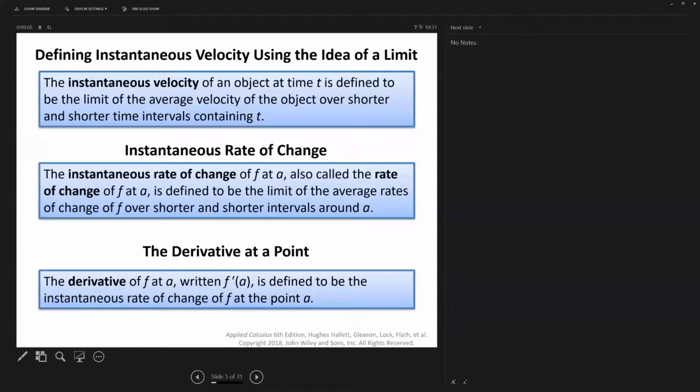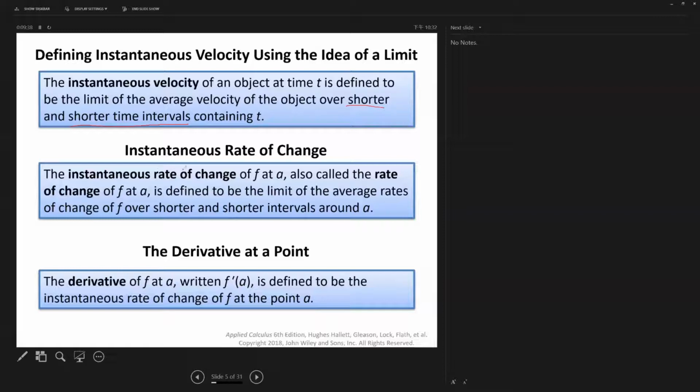All right, so here we have some definitions. Let's go over this a little bit. They're just definitions. The instantaneous velocity of an object at time t is defined to be the limit of the average velocity of the object over shorter and shorter periods of time. That's what we were doing. Instead of using 0 to 1 and then 0.9 to 1, we use 0.99 to 1 second and 0.999 to 1 second. We're closing the time gap to find the instantaneous velocity.